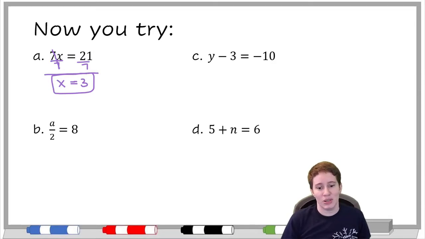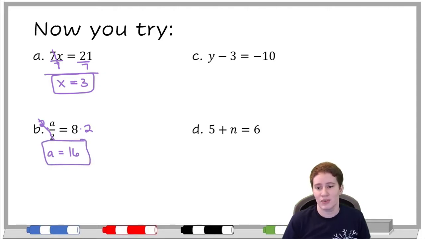Let's look down here at b. So a divided by 2 equals 8. So I'm going to times by 2 on both sides of my equation so that it gets rid of that 2. And I'm left with a equals 16.